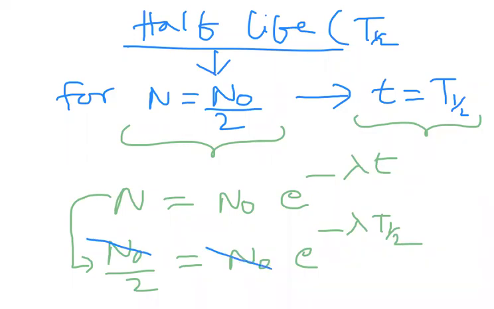Observe clearly, N is equal to N0 into e power minus lambda t. In the place of N, I am substituting N0 by 2, which means the time we have to substitute is t of half, called the half life. What am I left with? I am left with N by N0, that is, 1 by 2 is equal to e power minus lambda t of half.